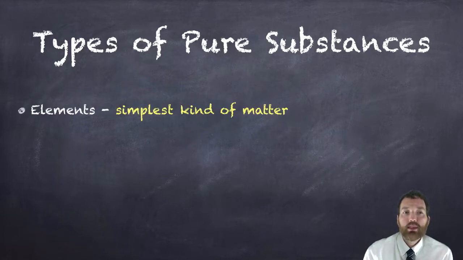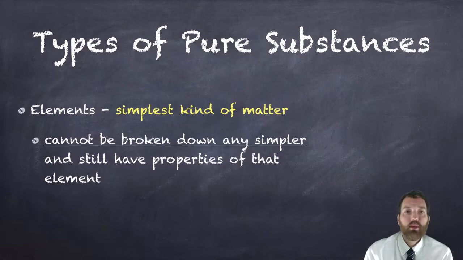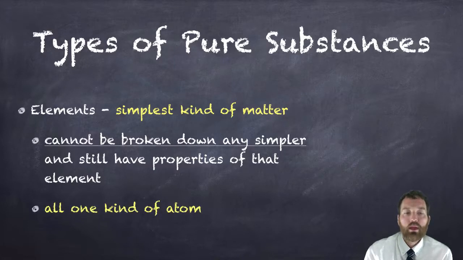One type of pure substance is an element. An element is the simplest kind of matter. It can't be broken down any simpler and still have the properties of that element. Now, you can break it down if you use like a nuclear reaction, and you can get smaller subatomic particles out of that element, but it's no longer going to have any of the properties of that original element.